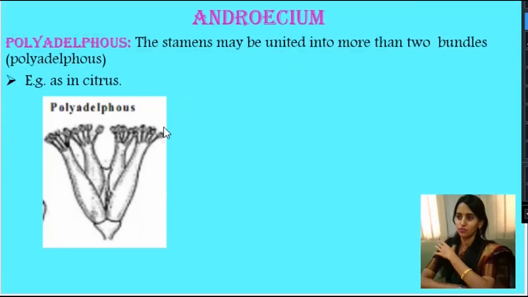In case of citrus, there are many stamens and these stamens fuse to form more than two bundles. Look at this, there are 4 bundles formed. So when the stamens are united into more than 2 bundles, that condition is known as polyadelphous. Poly means many, adelphi means fusion of the members of the same whorl. This condition can be seen in citrus.